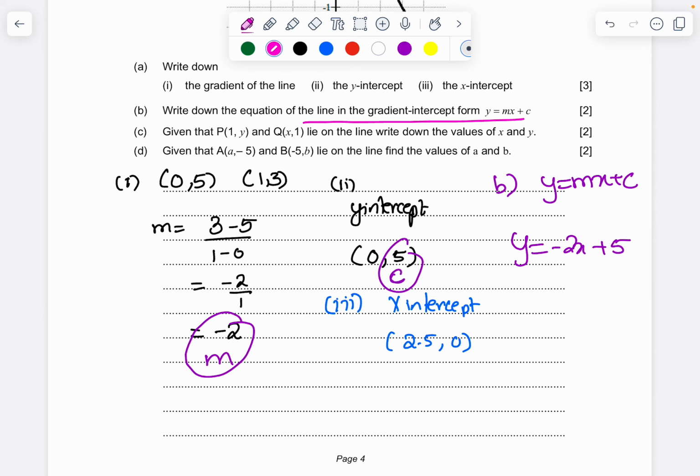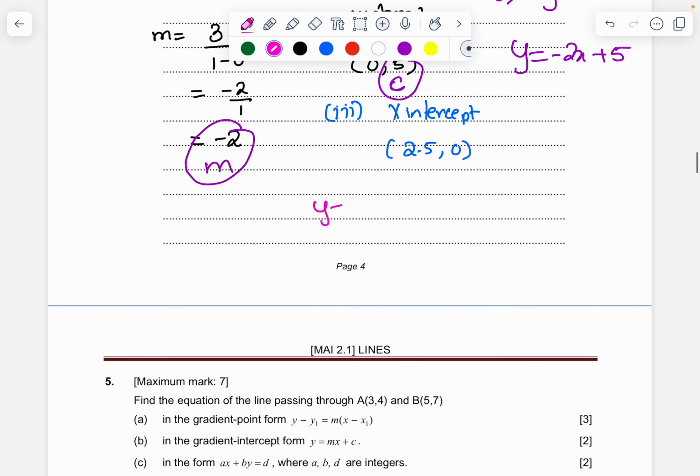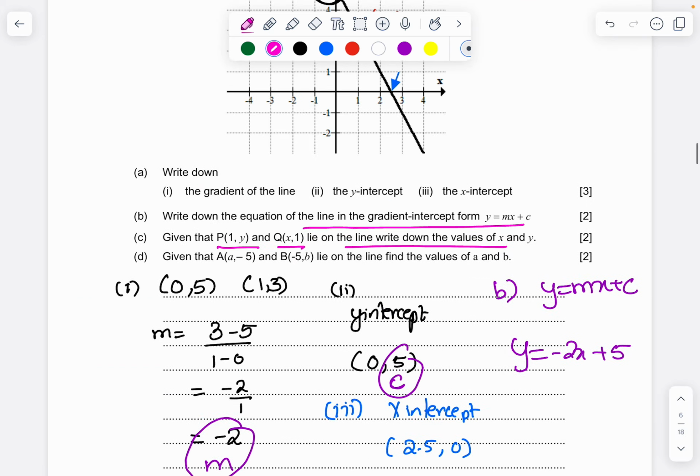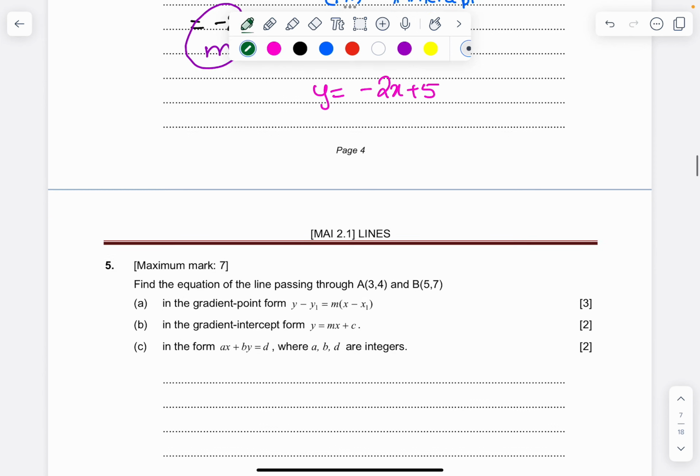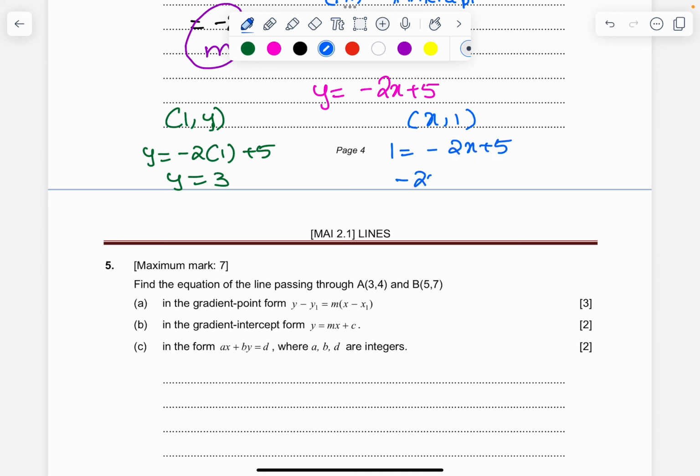Then part C. Given that (1, y) and (x, 1) lie on the line, write down the values of x and y. So y equals -2x plus 5. Plug in x = 1: y equals -2 times 1 plus 5, so y equals 3. Then the other one is y = 1, so 1 equals -2x plus 5. -2x equals -4, x equals 2.